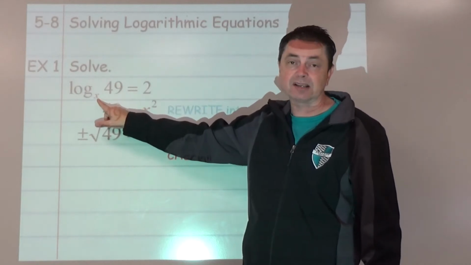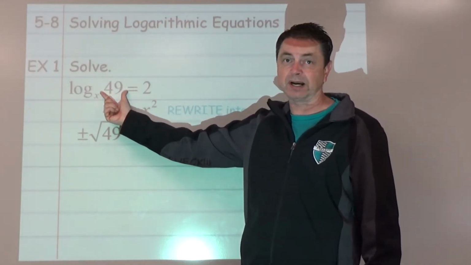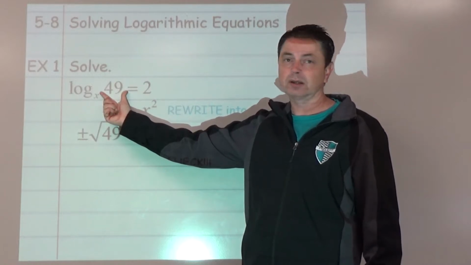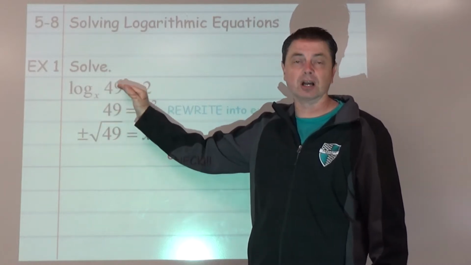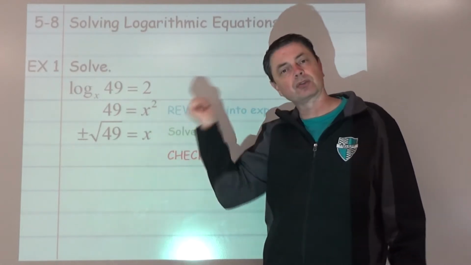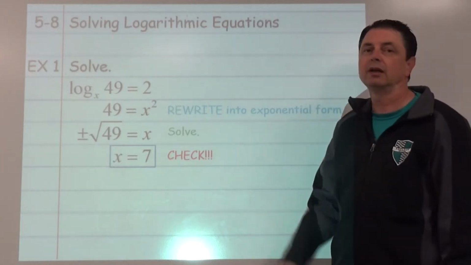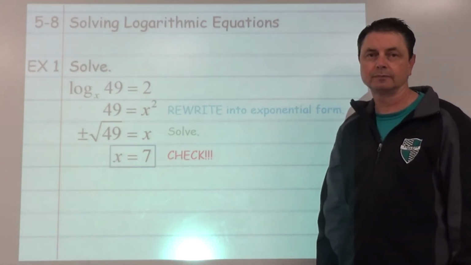Base has to be positive and not 1. Argument has to be positive. Can't be 0, can't be negative. Cannot take the log of a negative number. So must check. So the negative, we can throw that one out in this case. X equals 7. And that is our solution.